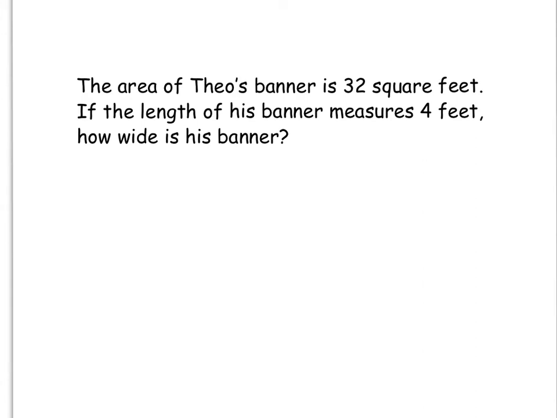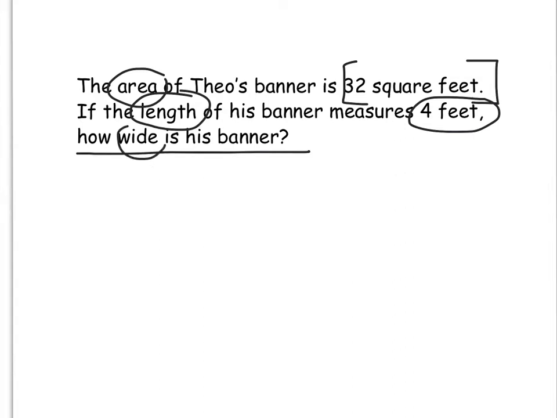All right, so let's look at the first one. It says the area of Theo's banner is 32 square feet. If the length of his banner measures 4 feet, how wide is his banner? So let's go ahead and underline the important information. The area of Theo's banner is 32 square feet. If the length of his banner measures 4 feet, how wide is his banner?